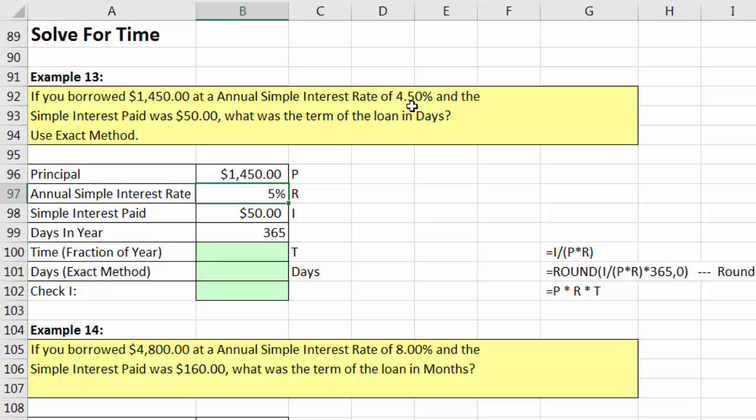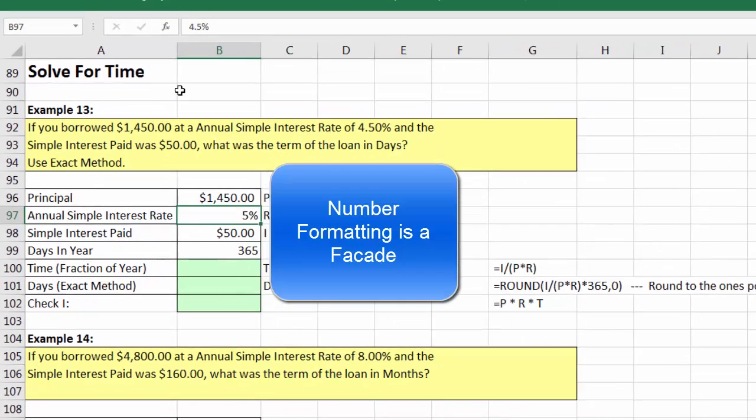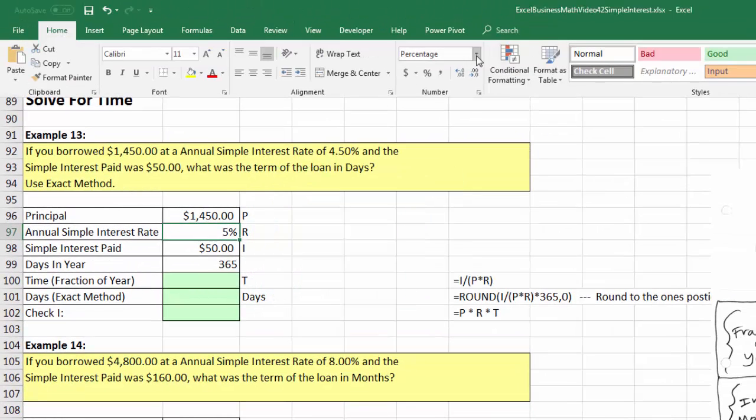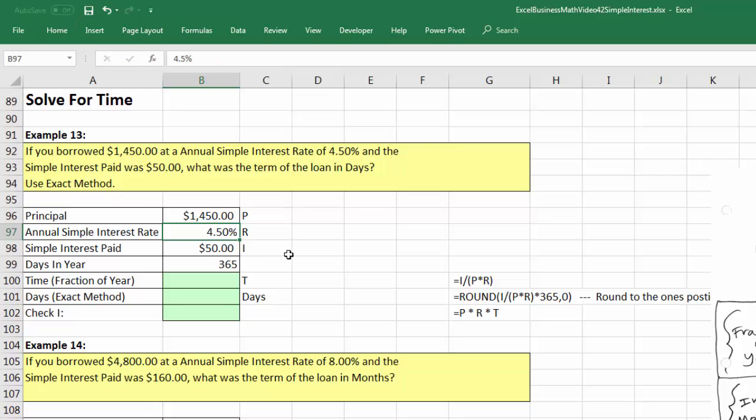Uh-oh, look at that. I'm so lucky I know that number formatting is a facade. I'm going to go up and increase the decimals. And sure enough, that was decreased decimal, making it look like 5% when it really underneath was 4.5. Simple interest paid, 50 bucks.